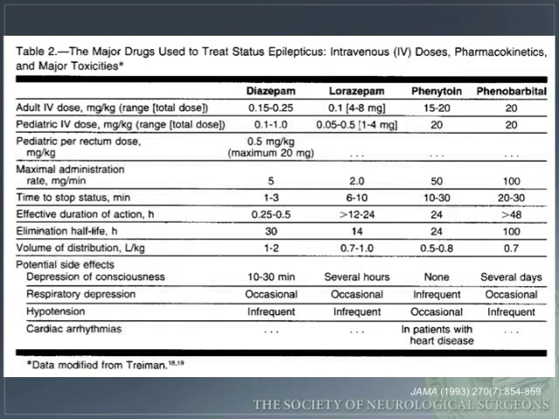Benzodiazepines, Dilantin, and barbiturates are used to treat status epilepticus. Here is a chart listing the IV doses, pharmacokinetics, and major toxicities.